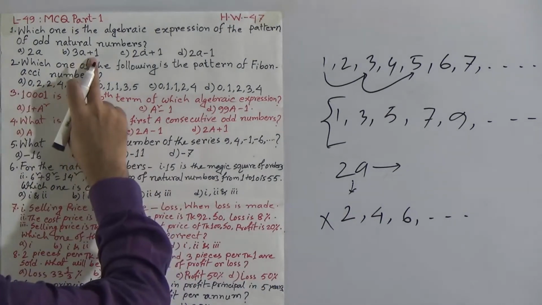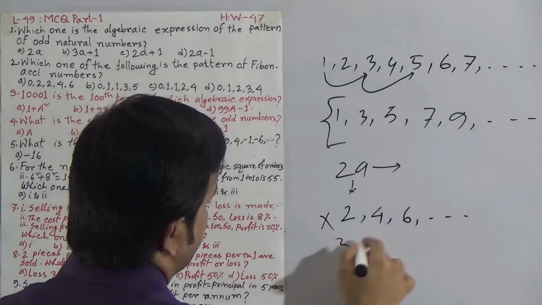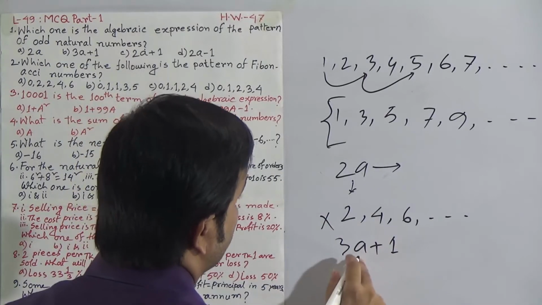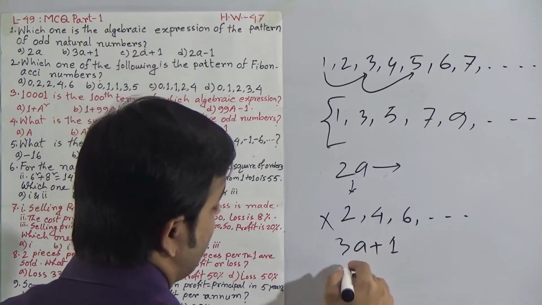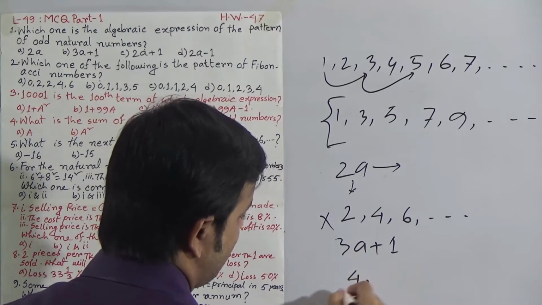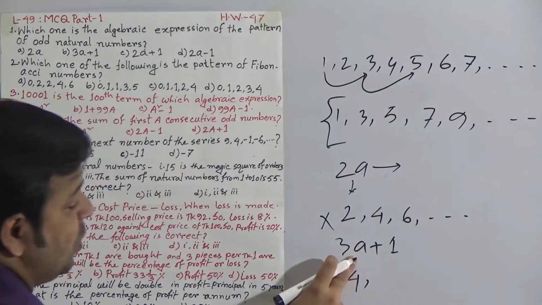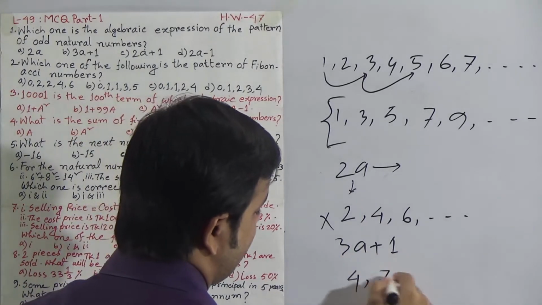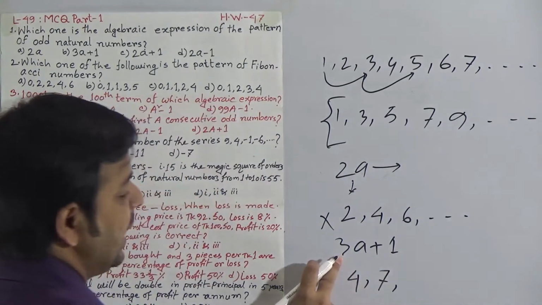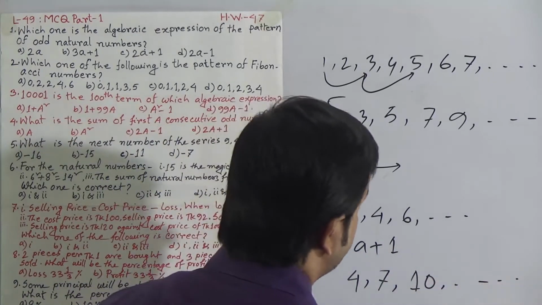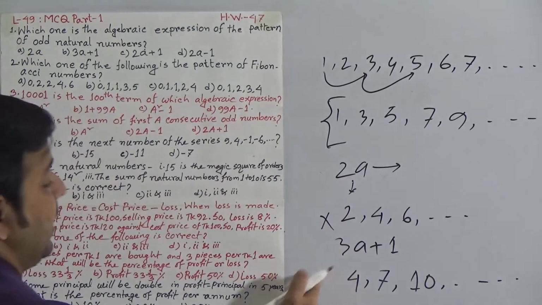Then 3A plus 1, 3A plus 1. Value of A is 1. We have to start from 1. So 3 into 1 is 3 plus 1, that is 4. Then put 2. 2 3s are 6 and 1, that is 7. And then 3 3s are 9 and 1, 10. So this should be the pattern for this algebraic expression.